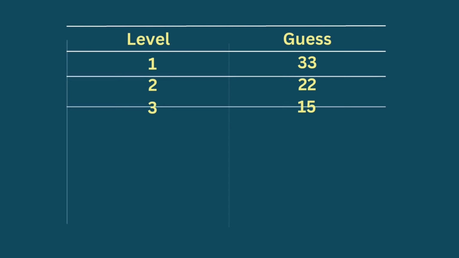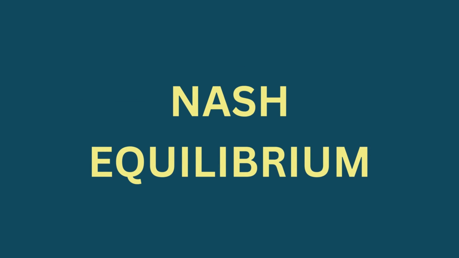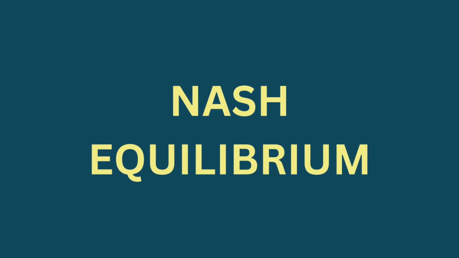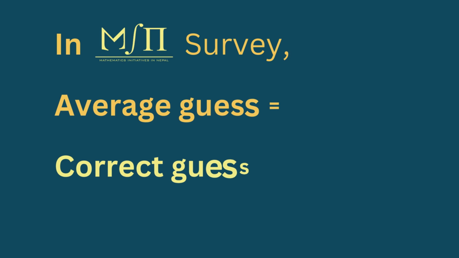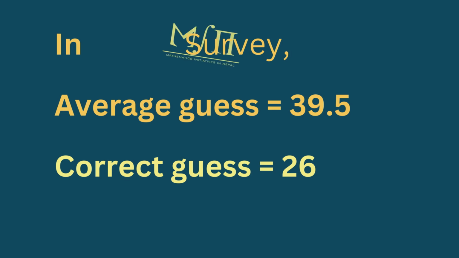As a result, the optimal guess decreases at each level and eventually reaches 0. This is the Nash equilibrium state. In our experiment, the average guess was 39.5. So if you guessed 26, congratulations.